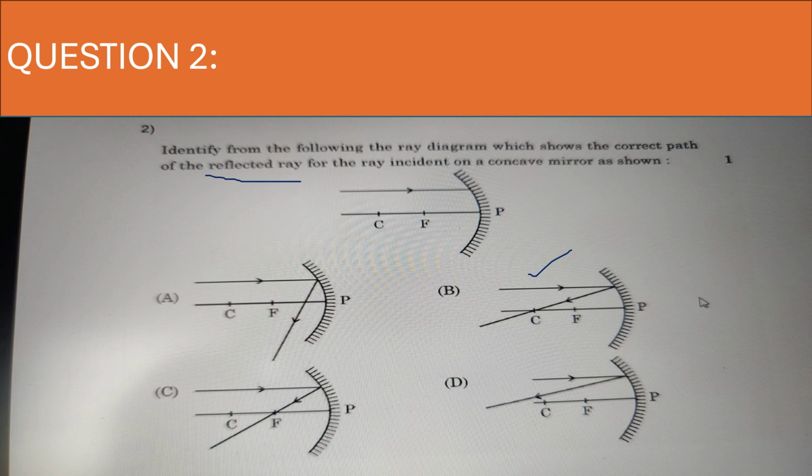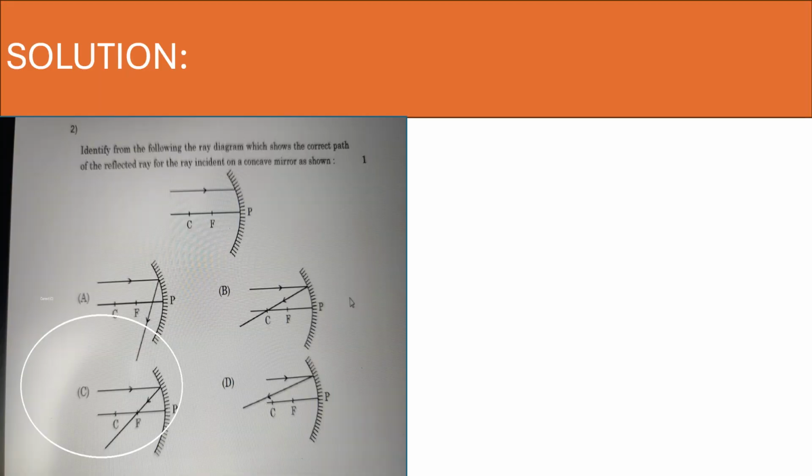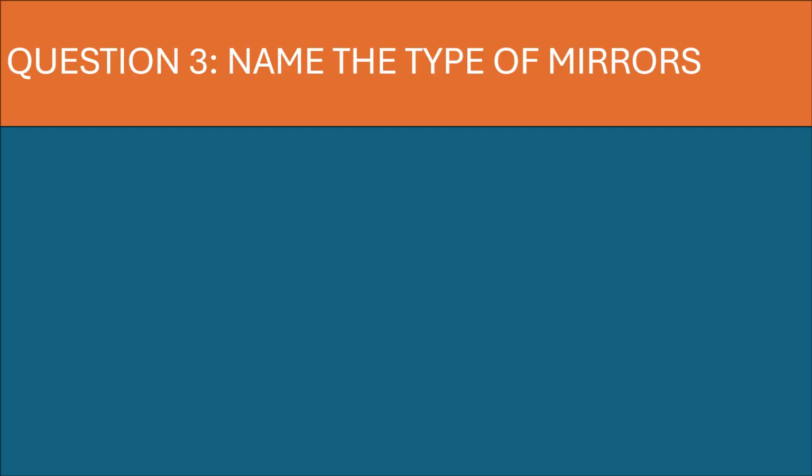So what will be the options? You can pause the video and work out the right option. Let's understand the solution for this. You need to identify the ray diagram which shows the correct path of the reflected ray. So C is the right option. That is, a ray parallel to the principal axis always reflects through the focus. So please remember this.